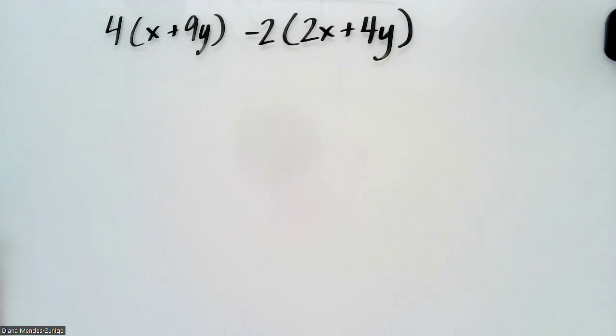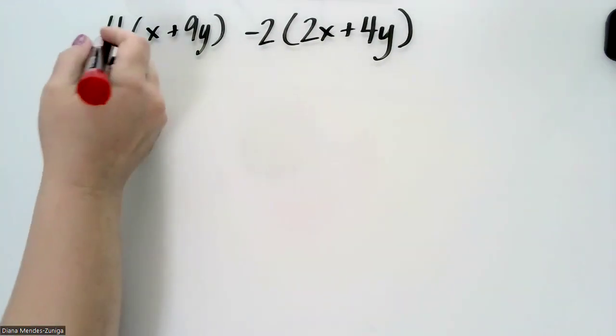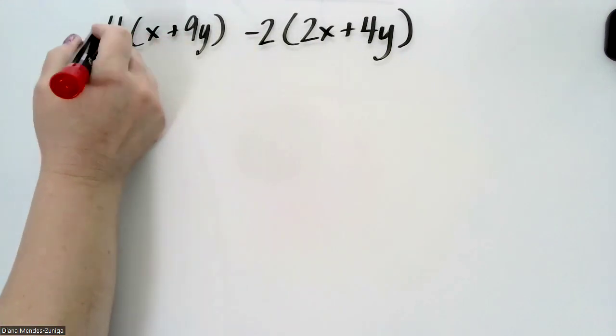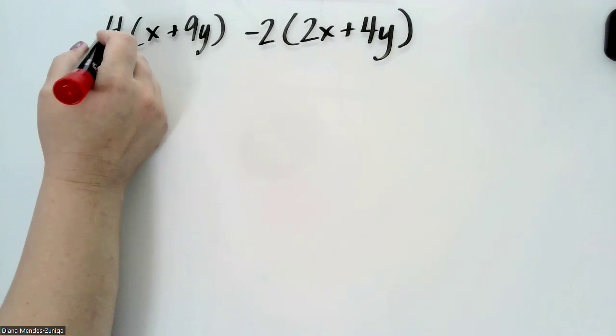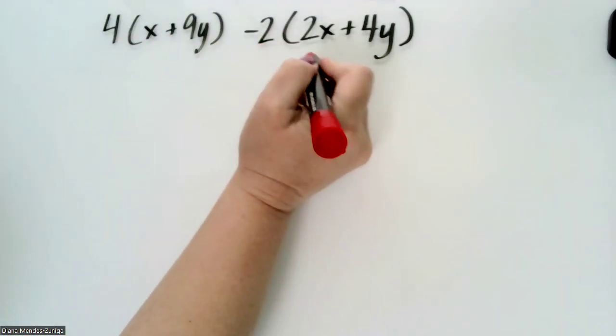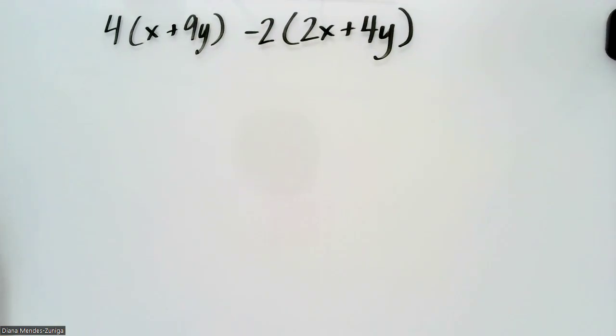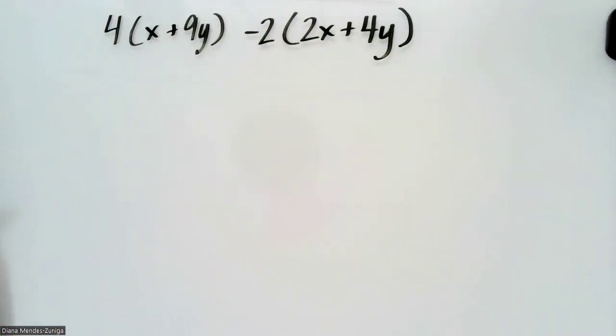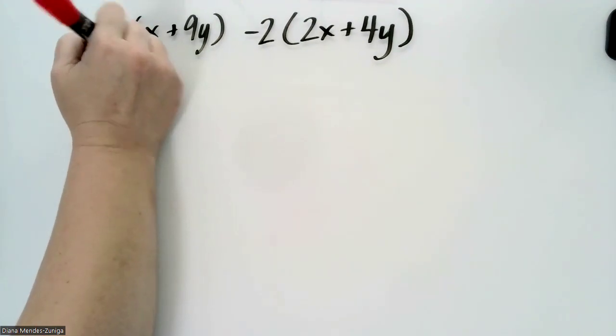So number 9, this is page 15 of workbook 2, number 9. So it's 4x plus 9y. Let me restate that. It's 4 parentheses x plus 9y and then negative 2 and then in parentheses 2x plus 4y. So let's go ahead and do our first step first. Whenever we see these parentheses here, that means distribution. So we're going to have to distribute this first.